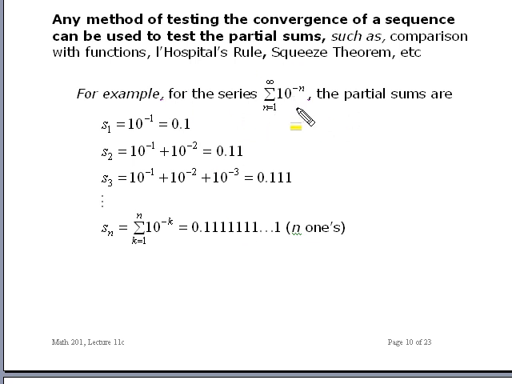Then we're going to look at this series, n equals 1 to infinity of 10 to the minus n. Let's look at the partial sums. S1 means we add the first term, and so that's 0.1. Now let's add the first two terms for S2, and we get 0.11. Add the first three terms, and we get 0.111. And for the nth term, we're going from k equals 1 to n of 10 to the minus k, and that finite sum is 0.11111 all the way out to n terms. That's n of them.